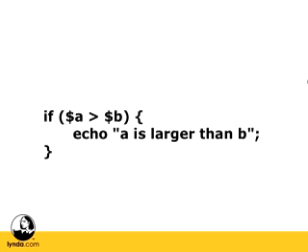Now, echo A is larger than B could actually be up on the same line. There could be a line return before the curly brace. You'll see some people do it that way so that the opening curly brace is on a new line. Remember, white space isn't significant in PHP, so it's not a big deal. We can format it in whatever way makes sense.